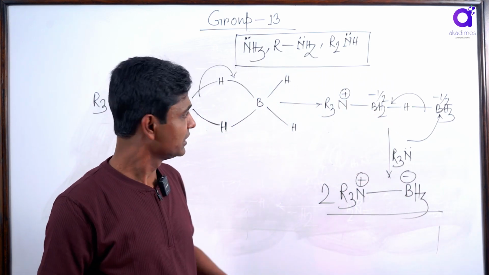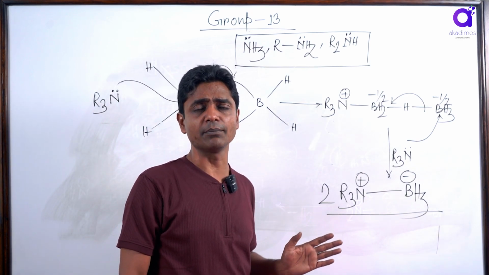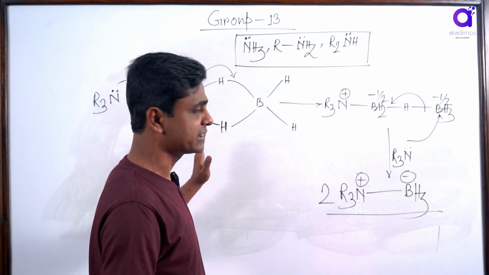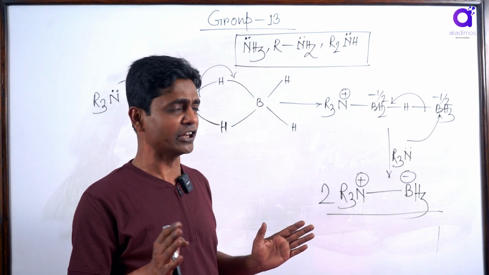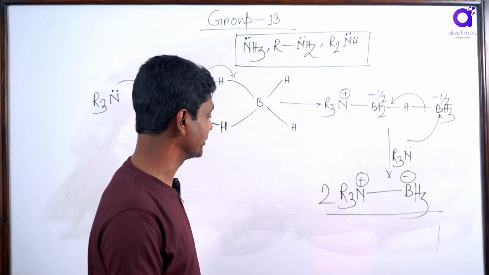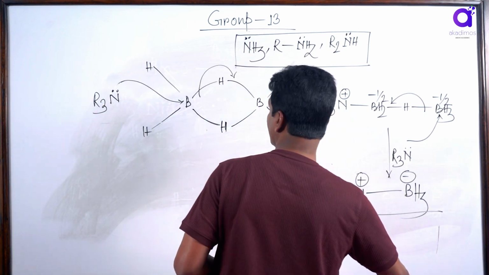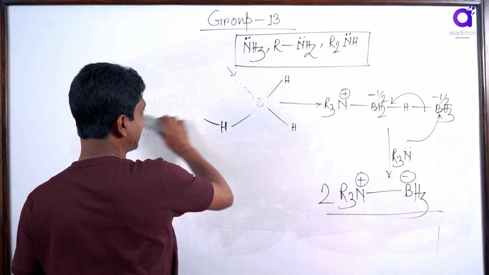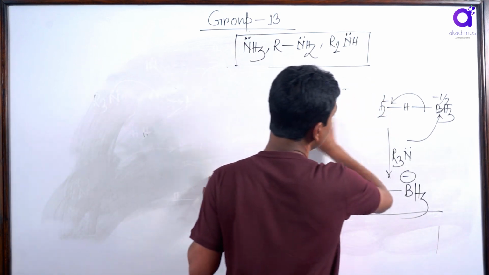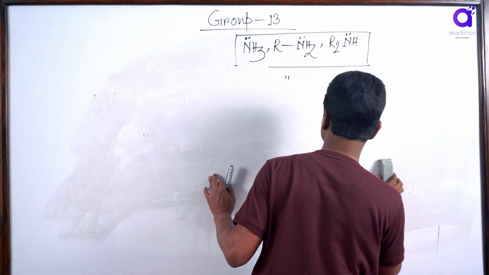Now I can give multiple examples which will break the boron by homolytical way, and which will break the boron by heterolytical way. I am going to give examples. Just remember the mechanism and I will correlate with the mechanism.